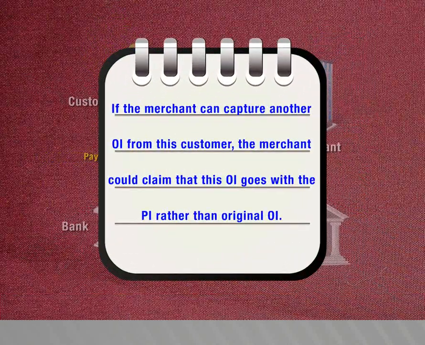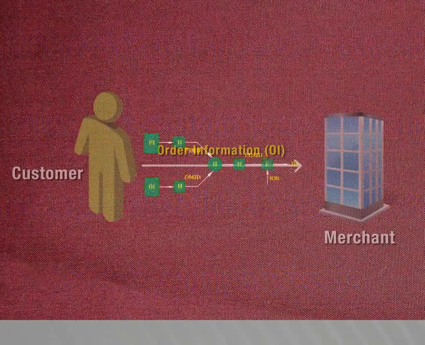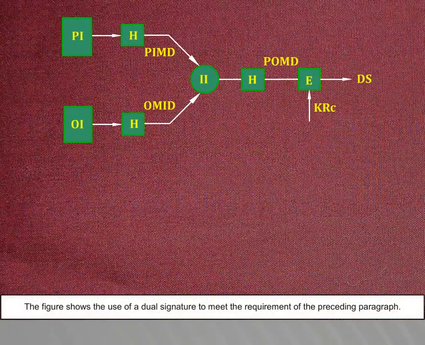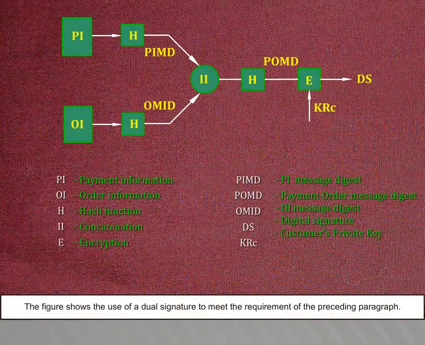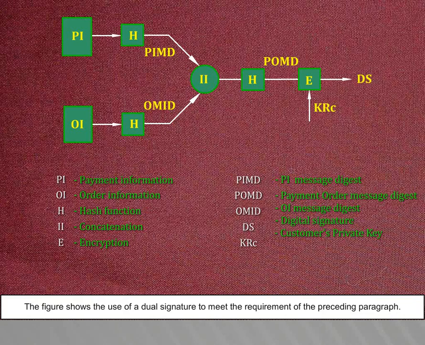If the merchant can capture another OI from this customer, the merchant could claim that this OI goes with a PI rather than the original OI. The figure shows the use of a dual signature to meet the requirement of a preceding paragraph.